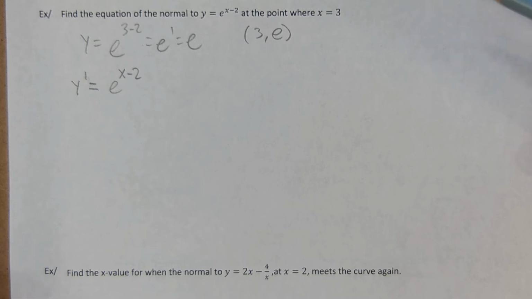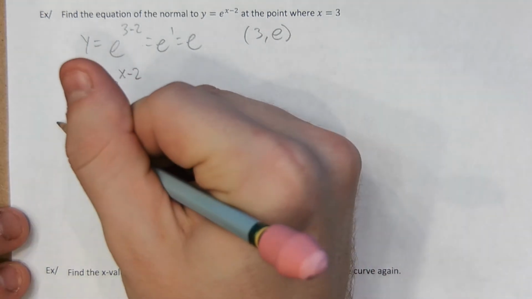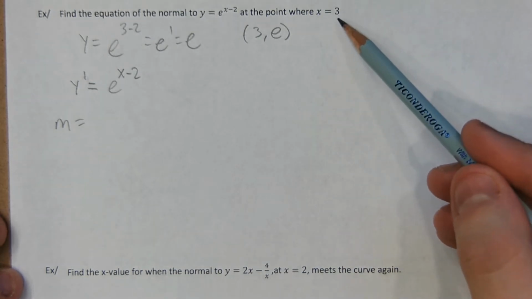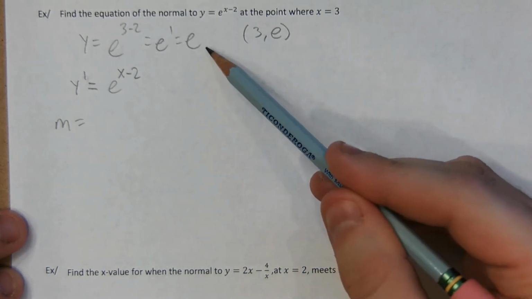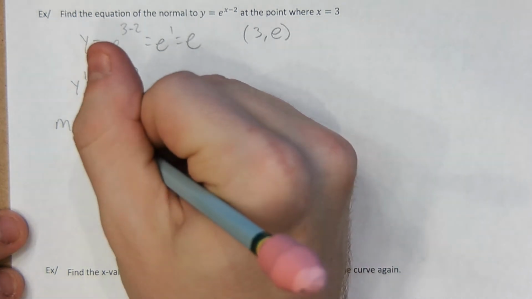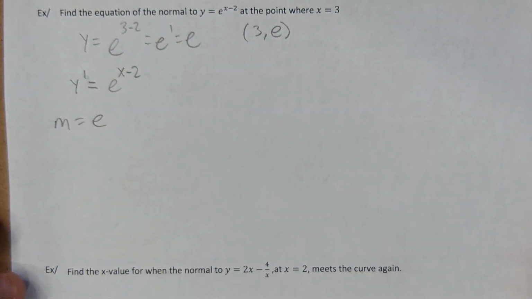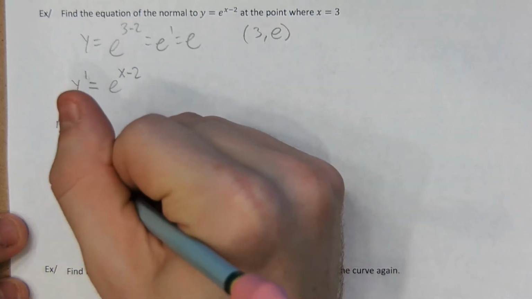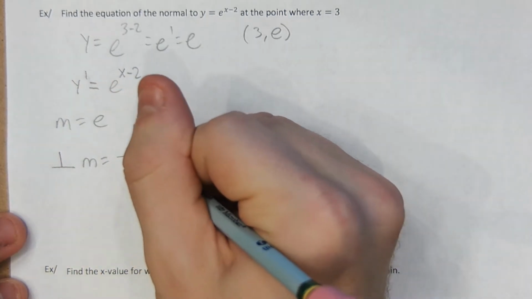So when we want to know our slope, we would be plugging in x equals 3. Well, we already know what we get when we plug in x equals 3. We get e. We did it right there. So the slope of the tangent line would be e. That makes the slope of our normal line, perpendicular, negative 1 over e.